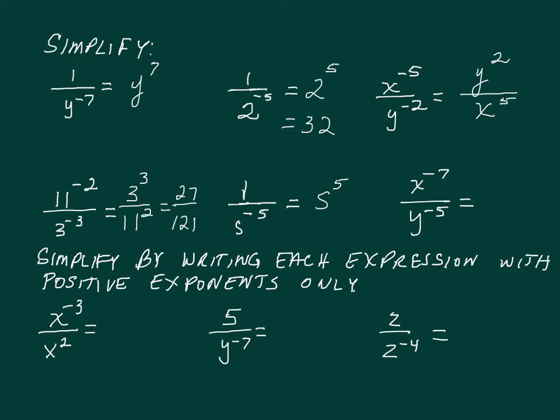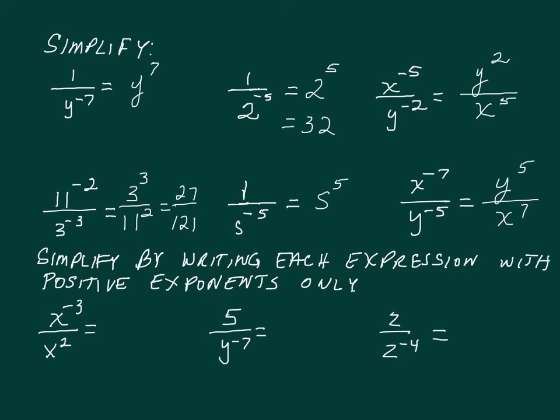Next one, what happens? The y has to come to the top with a positive 5 exponent. The x has to go to the bottom with a positive 7. All right. Now, let's simplify some more.